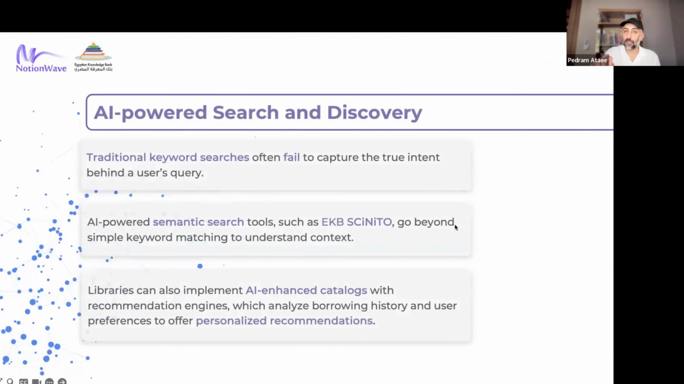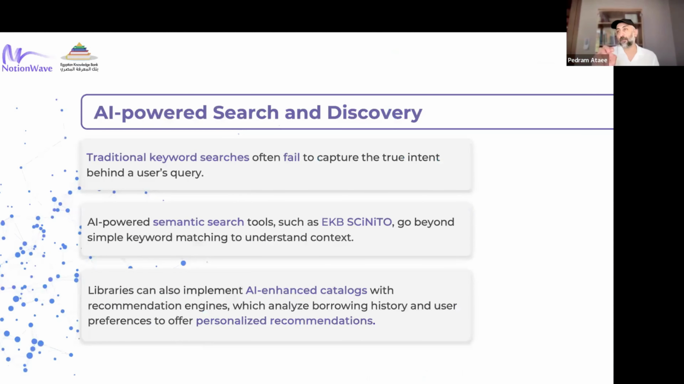AI-powered search and discovery, which is one of my favorite use cases of AI in the library, is for enhanced search. Traditional keyword searches often fail these days. They cannot capture the true intent behind a user query. But AI-powered semantic search, which is built into tools such as EKB SCiNiTO, goes beyond exact keyword matching.